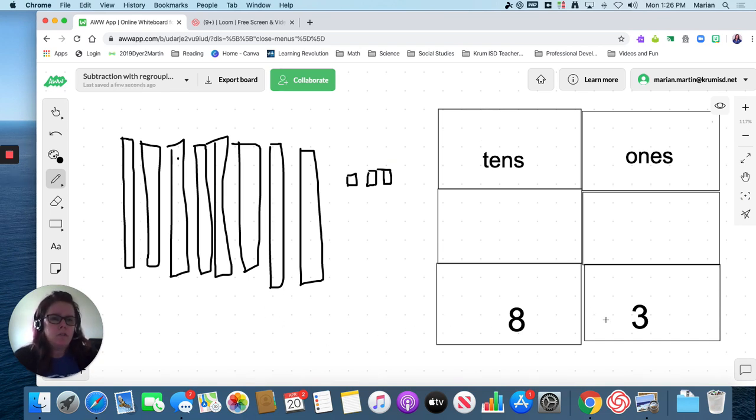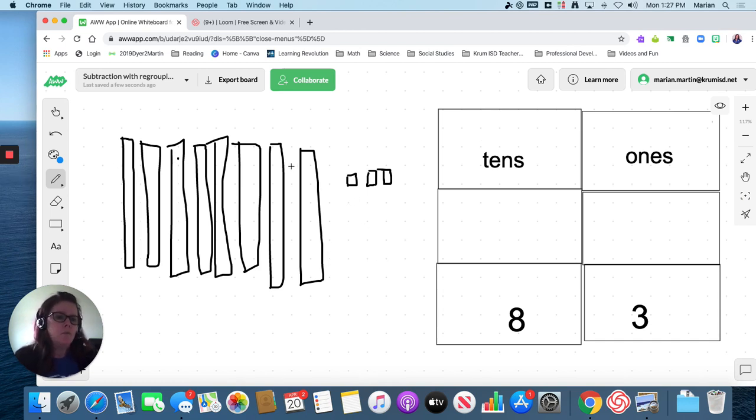So what we're going to do is regroup one of these tens. I'm going to take one of these tens, and I'm going to change the color of my pencil here. The whiteboard I'm using on the computer is called AWW APP, A-W-W-A-P-P. It is a free program online, so if you don't have a whiteboard at home and you want to use something like this, you can totally do that.